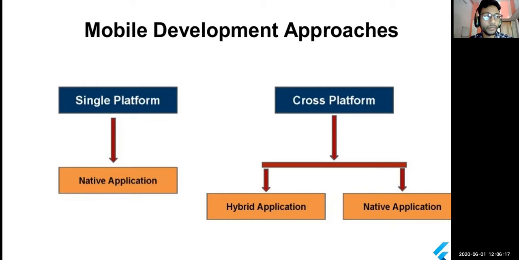Think of something like Torrent, where you get a web app of it. If you have heard the term web applications, that is also a kind of hybrid application, because it is not that good natively, and it runs under a mobile browser. So the user experience will not be good when we're developing a hybrid application. And another way of doing that in the cross platform approach is the native application.